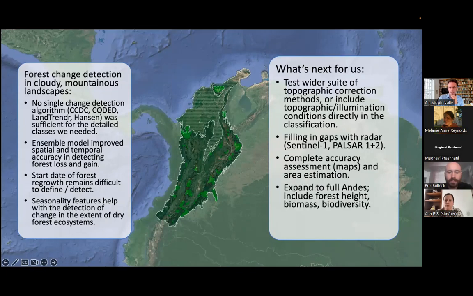Of course, complete the accuracy assessments, and then perhaps expand to the full Andes and include other forest characteristics such as height, biomass, and biodiversity. And then our hope is that with those remote sensing products, we can track long-term impacts of land protection actions that are as small as the parcel level protection actions that you have seen.